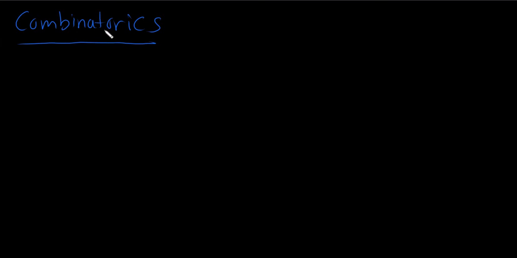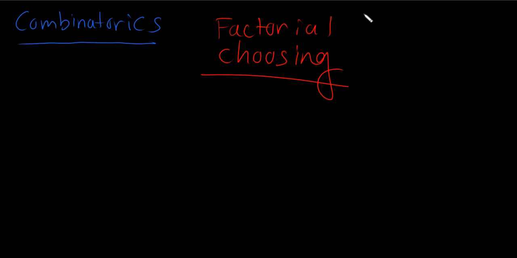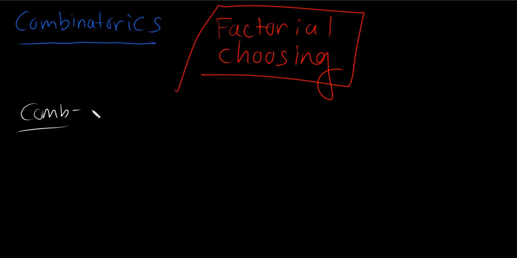I'm not going to go really deep into it, but I do want to give some preface because it's important that you at least kind of understand what combinatorics is. I'm going to go over factorial and choosing. You don't need to know what those are right now. We'll get into it. So, what is combinatorics? I already wrote that. Combinatorics. It is a fancy word for counting.